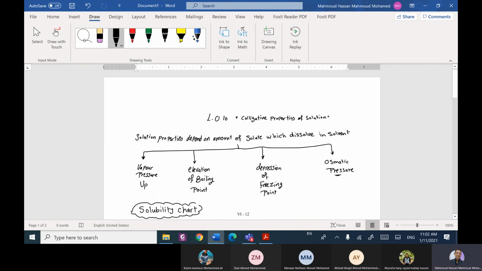Vapor pressure helps us to predict or determine the purity of the substance. If we have a pure solvent, we'll find it forming a high vapor pressure inside the closed container. But in the case of solutions, we'll find the amount of the vapor will be decreased. Elevation in boiling point.